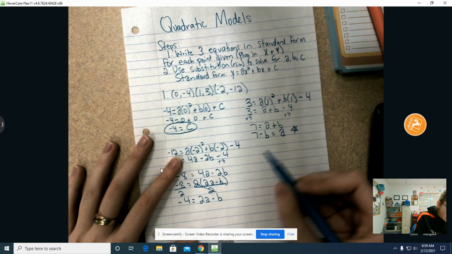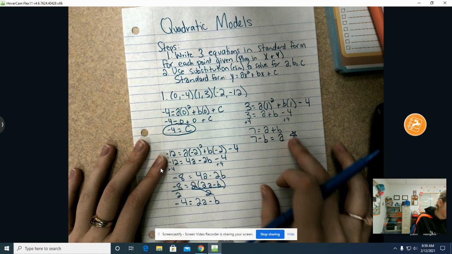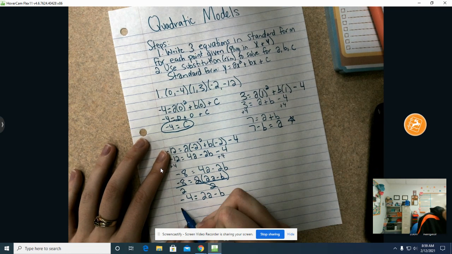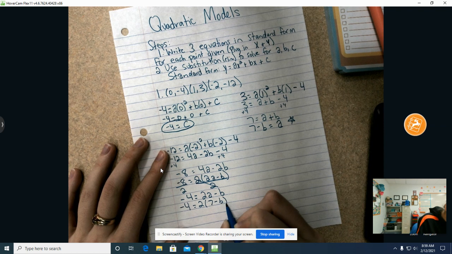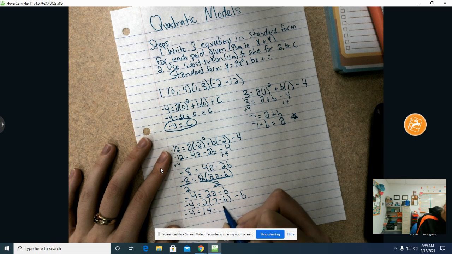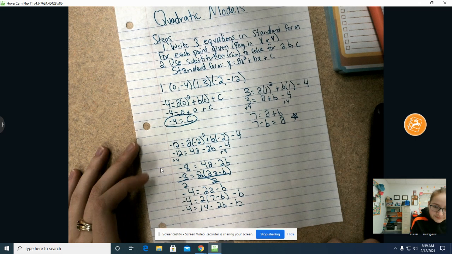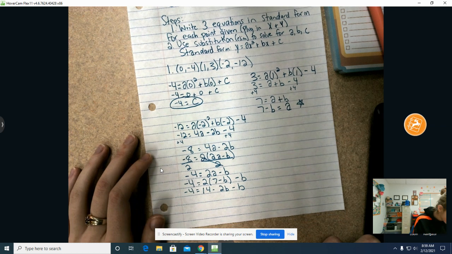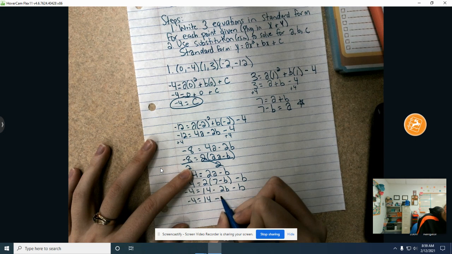I know that a is equal to 7 minus b. So I can substitute this into here to solve. So negative 4 equals 2 times 7 minus b, minus b. Negative 4 is going to equal 14 minus 2b minus b. Remember, I have to distribute this inside. And then I'm going to have negative 4 equals 14 minus 3b.